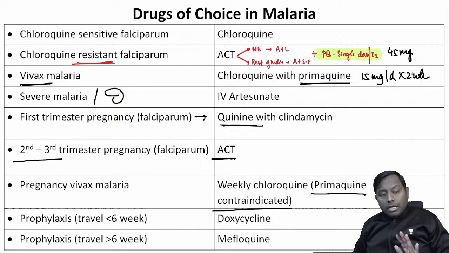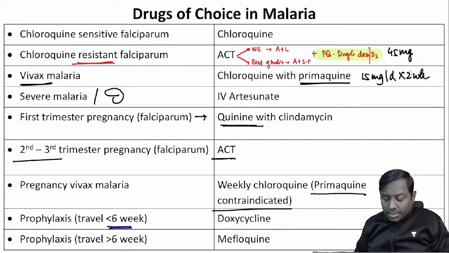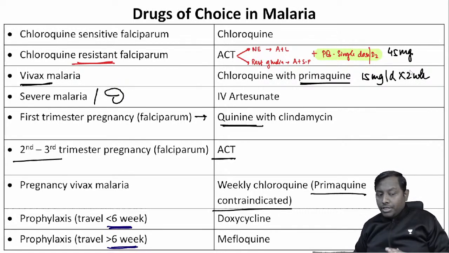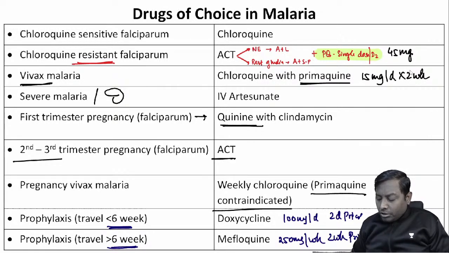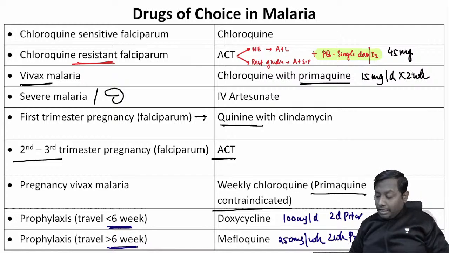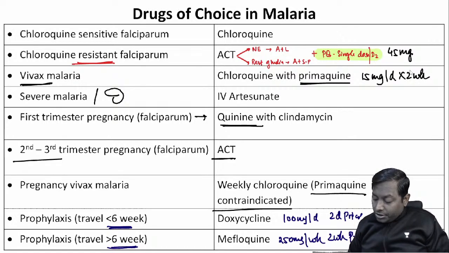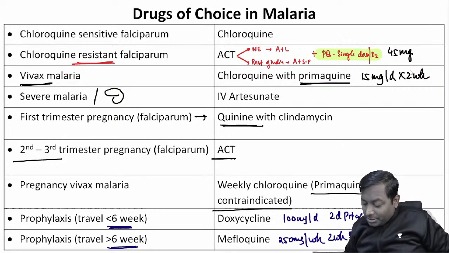Prophylaxis: doxycycline for shorter-term prophylaxis of less than 6 weeks, and for long-term prophylaxis we will be using mefloquine as the drug. Very, very important. Do remember that doxycycline 100 milligram daily is started 2 days prior, and mefloquine is given 250 milligram per week, started 2 weeks prior. This is ideal. After the journey, therapy for both should be continued till 4 weeks after in both scenarios. The examiner has asked this: after the journey, for how many days should the person take the anti-malarial prophylactic agent? Do remember, he or she should take it for a total duration of at least 4 weeks.